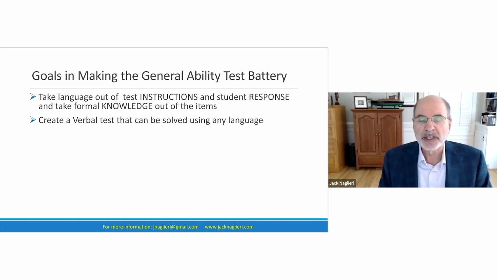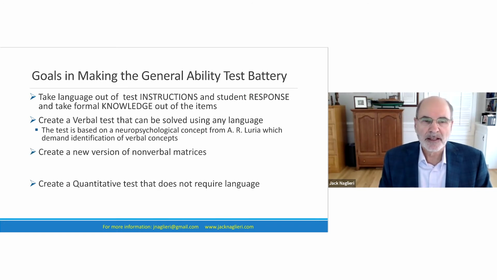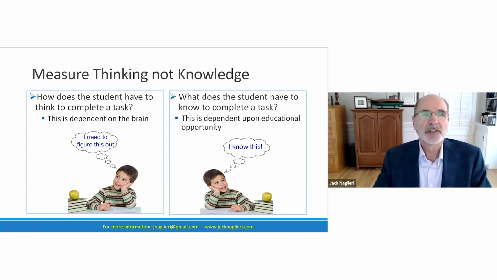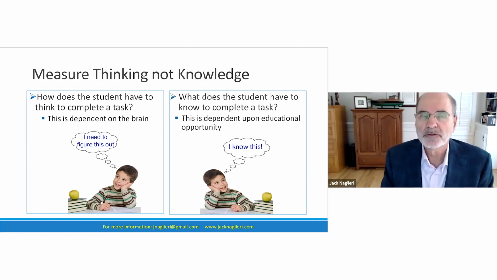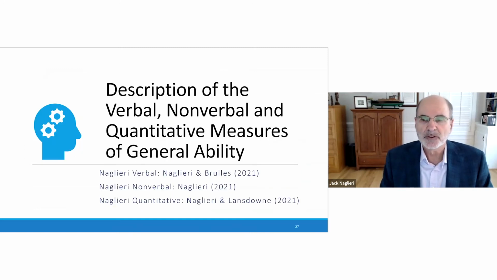So we created a verbal test that could be solved using any language. The test is actually based on the neuropsychological concept from A.R. Luria called the superfluous fourth. We created a quantitative test that doesn't require language and another nonverbal matrices test. I'll show you what these look like. Now, what was our purpose? Our purpose was to measure how a person thinks in a way that's not confounded by what they know. Just like Pintner said, a good intelligence test should not be confounded by knowledge.